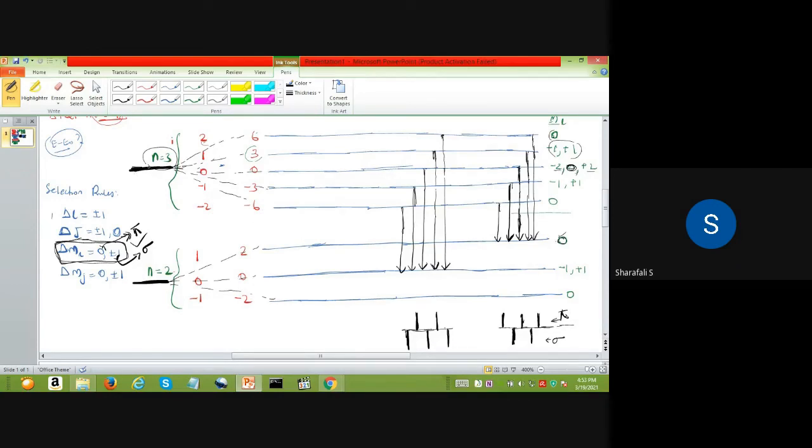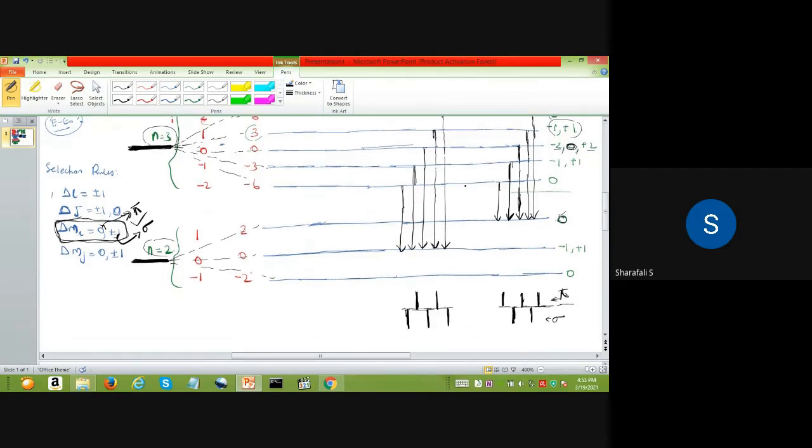Initially, you have only the n equal to 3 energy level, and that splits into 5 different energy levels because of the external electric field. And here also we have the n equal to 2 energy level, which splits into 3 different energy levels because of the external electric field. So after that external electric field, only then do we have these different Stark components. Otherwise, it is just one single transition from n equal to 3 to n equal to 2, and that will give me only one particular single line.